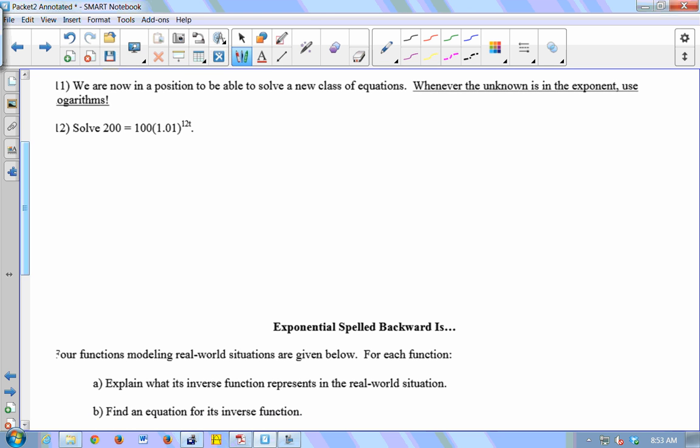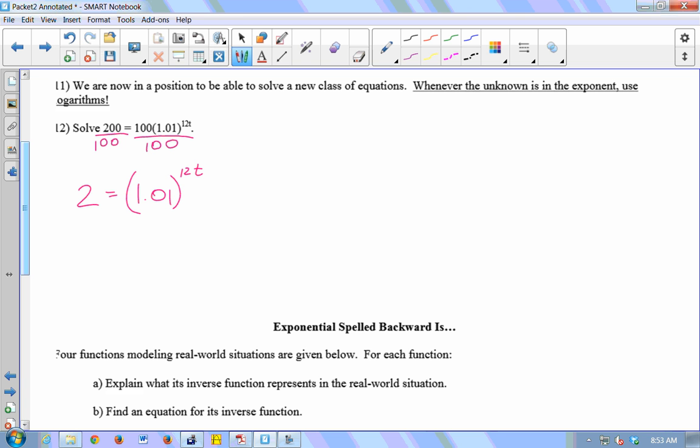So having logarithms puts us in a position to be able to solve a new class of equations. Whenever the unknown is in the exponent, you can use a logarithm to solve it. So here my t is in the exponent, so I can solve this by using logarithms, but first I should isolate the exponential term. So I'm going to start by dividing both sides by 100. So we have 2 equals 1.01 to the 12t.